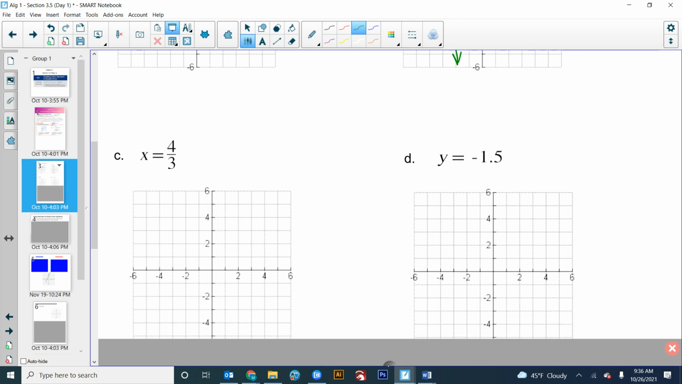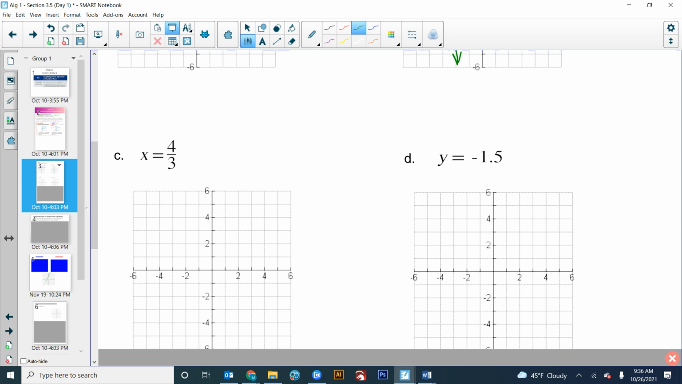Are these next two on your guided notes? Yeah, no. Go ahead and try these ones on your own. You may need your calculator. You may not. I hope not.